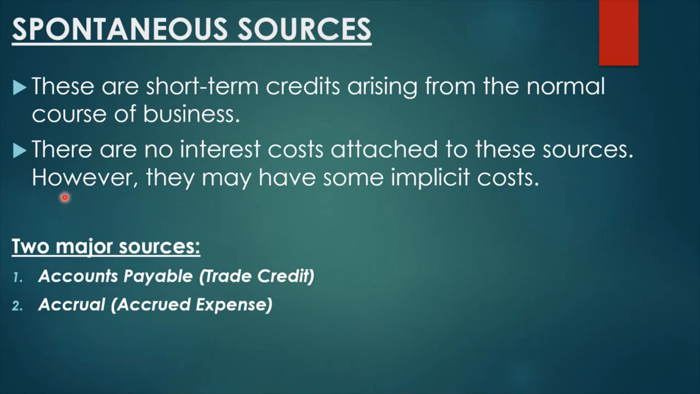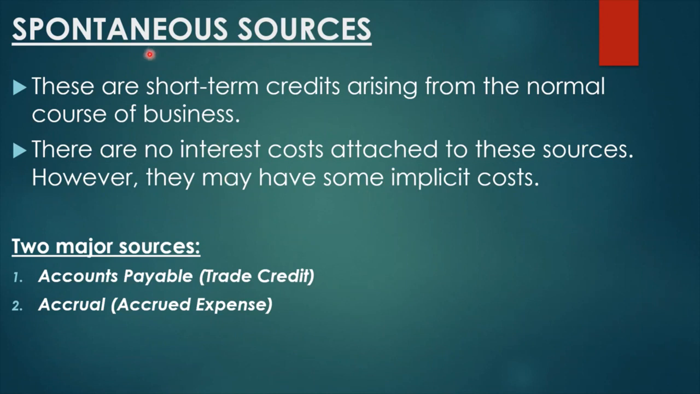And, however, they may have some implicit costs. Pero, guys, baka may mga implicit costs yan, such as opportunity costs when it comes to the spontaneous sources. Kasi itong interest cost, as we know, explicit cost yan siya. Now, sa implicit cost, as we know, under sa kanya si opportunity cost. So, baka may mga opportunity costs na kailangan mo i-consider when it comes to the spontaneous sources.